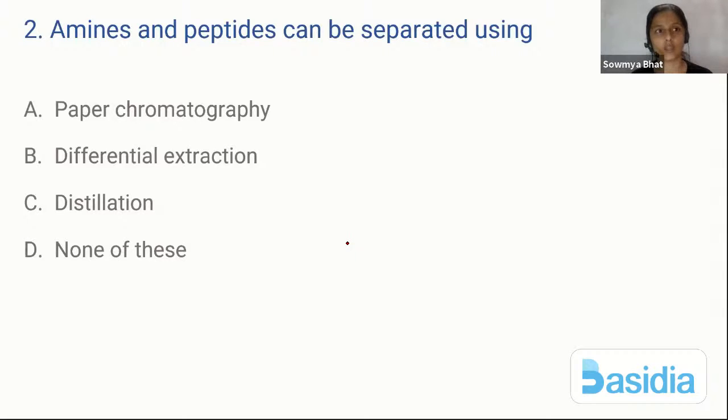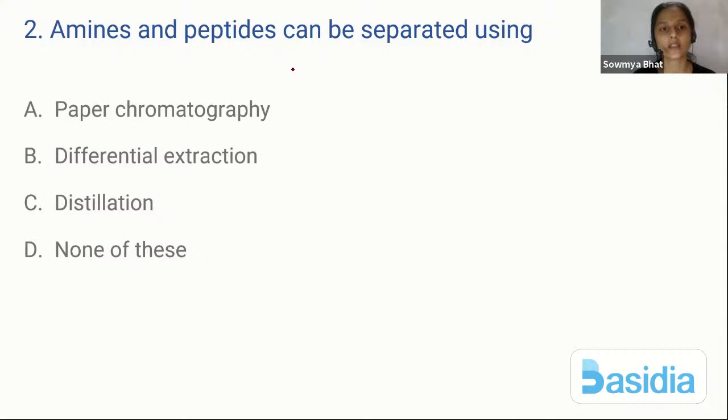The second question which we have here is about amines and the peptides. Peptide is a linkage that is present in the proteins. These can be separated by. So what are the options available? Let's see. Differential extraction, distillation, paper chromatography, and none of these. Usually the option none of these rarely comes as the answer if you observe the previous papers.